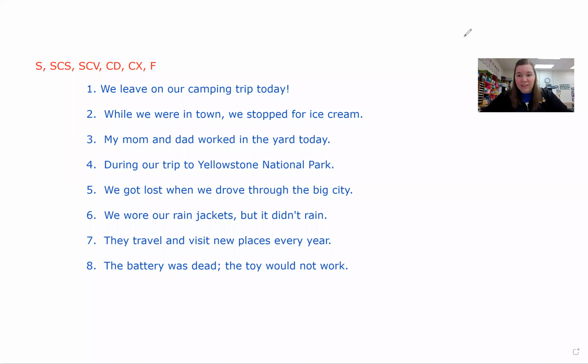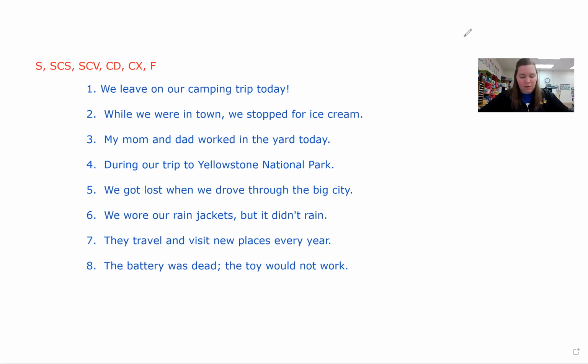All right, let's look at these 8 practice sentences and we are going to label them. In the red at the top of my screen, those are the 6 different types of sentences that we know. S stands for simple sentence, like the sentence Roy sang. SCS is a simple sentence with a compound subject. Roy and Wendy sang. There are 2 subjects. SCV is a simple sentence with a compound verb. Roy sang and danced. He did 2 things. There are 2 verbs.